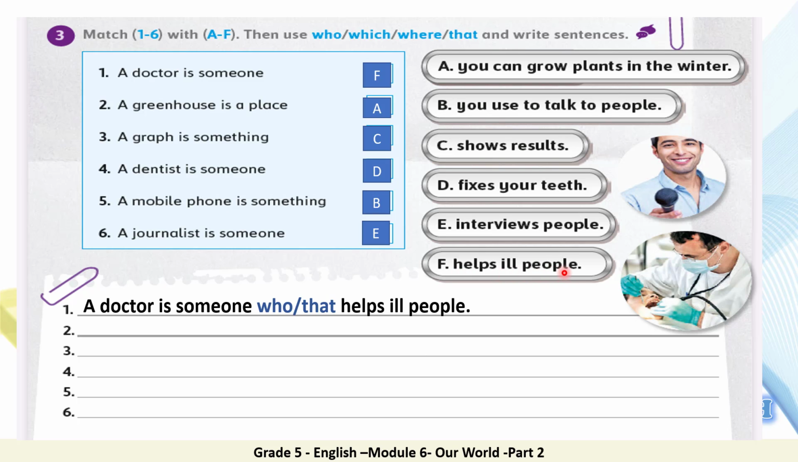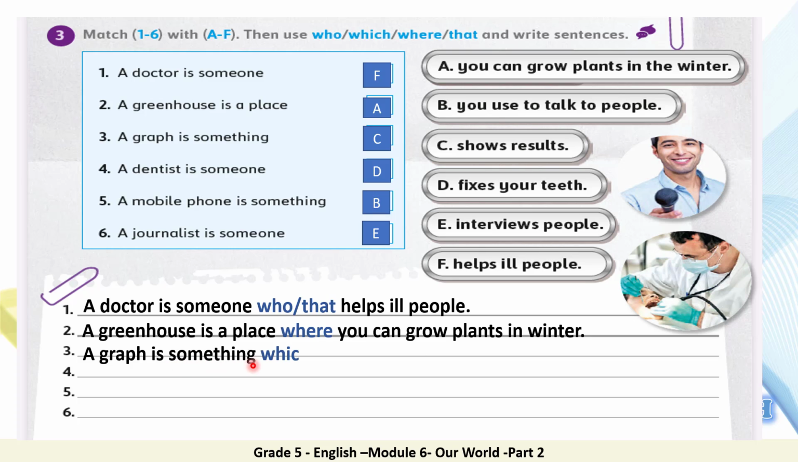Clear, friends? Now pause the video and do the rest. Have you finished? Okay, check with me. Number 2, a greenhouse is a place. Place means we're gonna use where, and then you can grow plants in winter. A graph is something, and you know which or that refer to things, and then we complete shows results.